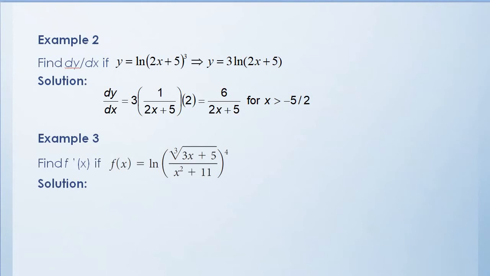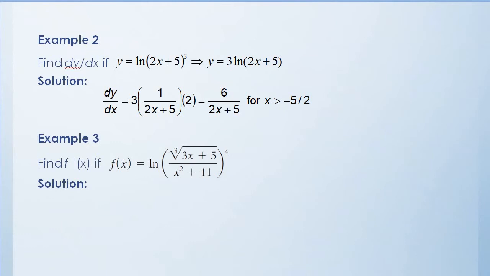I repeat, we can apply the power rule formula when y equals (ln(2x+5))^3. So 3 move down, 3 is a constant so take it out, differentiate ln(2x+5), we get 1 divide 2x+5, differentiate the terms inside, 2x+5, we get 2. So 3 multiply 2, we get 6. So 6 divide 2x+5.